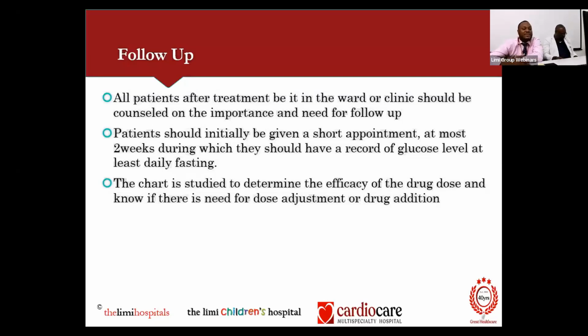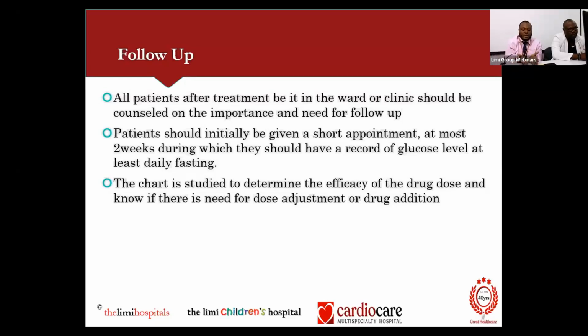And typically, after initial diagnosis, we want to aim at a short appointment. Typically, we aim for at least 2 weeks. And during those 2 weeks, it's important that the patient has records of their self-monitoring of blood glucose that they are doing at home. That's at least a daily fasting. I will just emphasize again that a diabetic patient should have a glucometer, because you have to know what you are even managing. So always counsel them on the need to have a glucometer, so that when they come to clinic for follow-up visits, they come with their blood sugar readings.